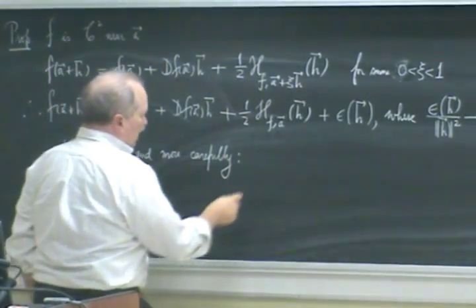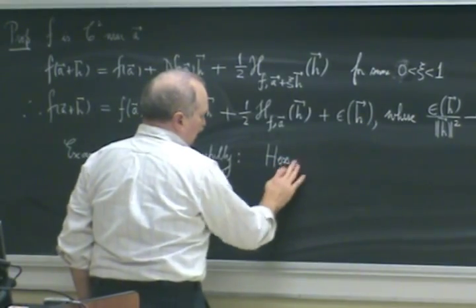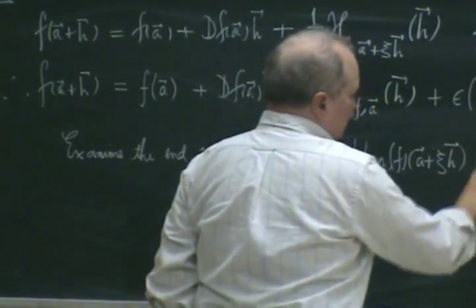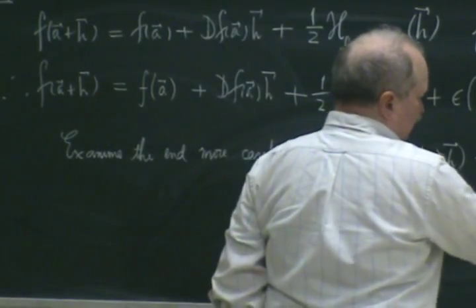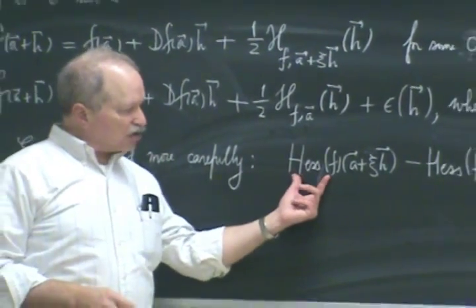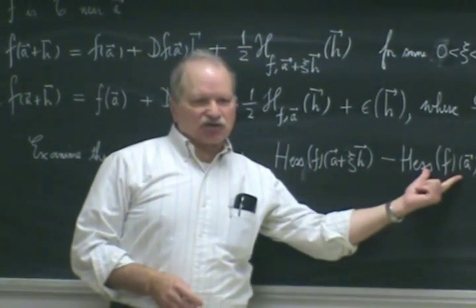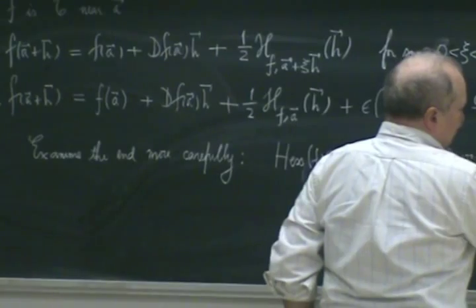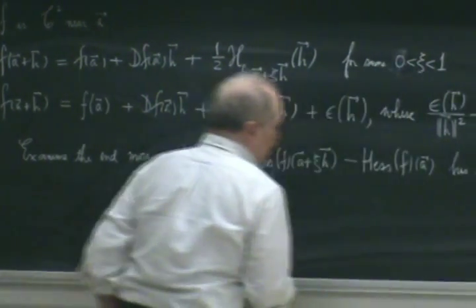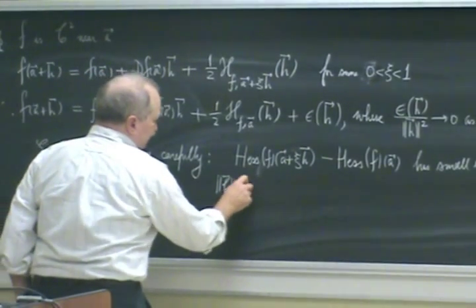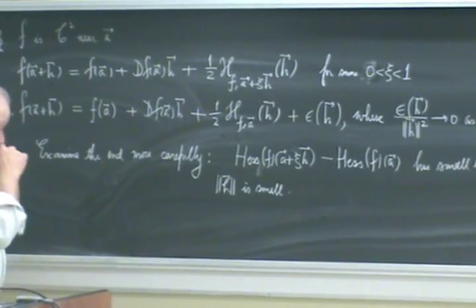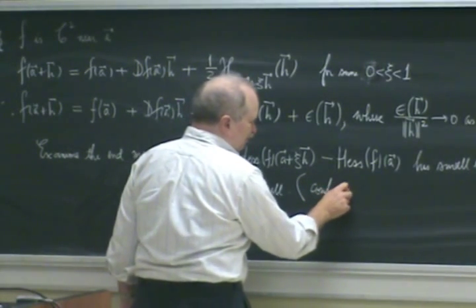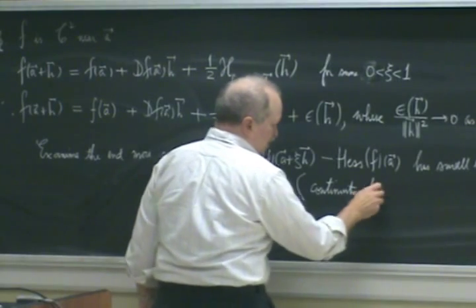So if I look at the Hessian matrix at A plus squiggle H, minus the Hessian at A, you agreed with me because of continuity of the second partials that all the entries of this matrix minus this matrix should be small. So it has small entries when H is small. Okay, so that's just by continuity. This is continuity of second partials.